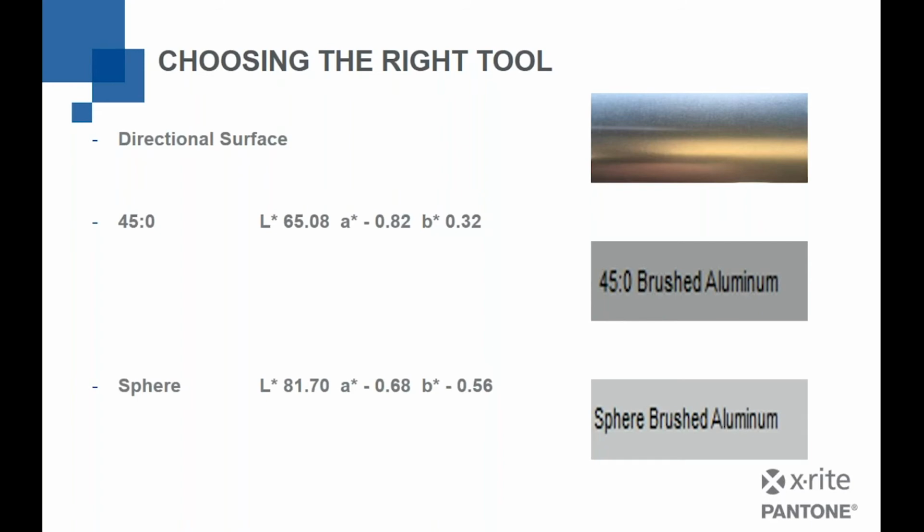If I measure the brushed aluminum with the sphere, again, I get a very neutral color. A and B are near 0. And it's lighter. It's seeing it lighter than the 45-0 is, again, because of the diffuse illumination. So at this point, you might look at those and think either of these would be sufficient to do measurement of this. But then we've got another factor to consider.